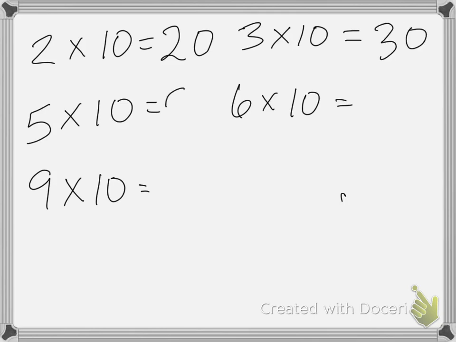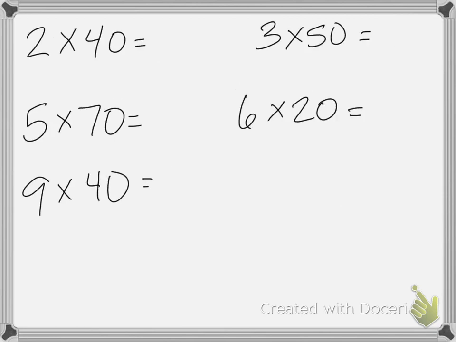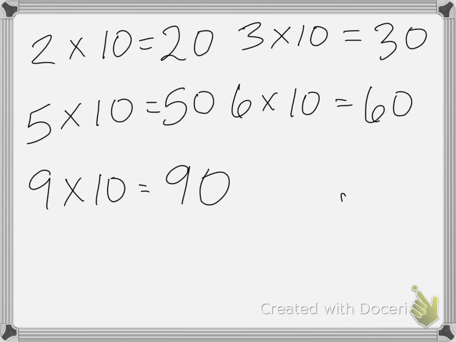5 times 10 equals 50. 6 times 10 equals 60. And 9 times 10 equals 90. Okay. Next we have 2 times 40, 3 times 50, 5 times 70, 6 times 20, and 9 times 40. How are these problems like the ones before them? Well, all of them end with the number 0.